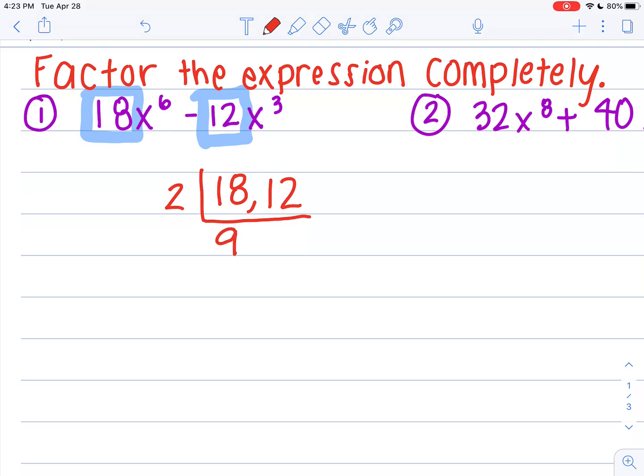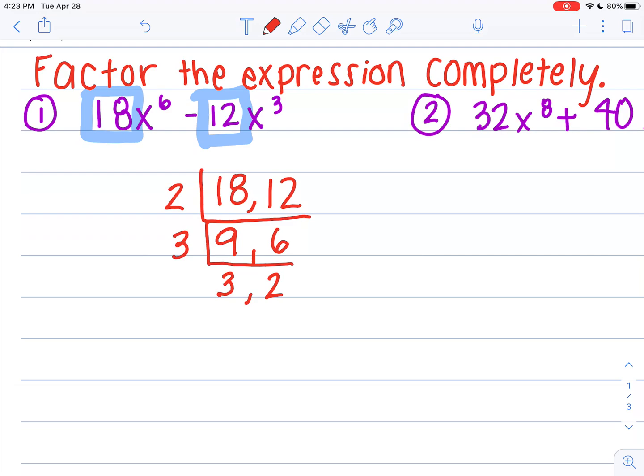So 18 divided by 2 is 9, and 12 divided by 2 is 6. Okay, and then I look at those two numbers, 9 and 6, and I say, okay, well, can I divide those? I can, and I can divide them by 3. So 9 divided by 3 is 3, and 6 divided by 3 is 2.